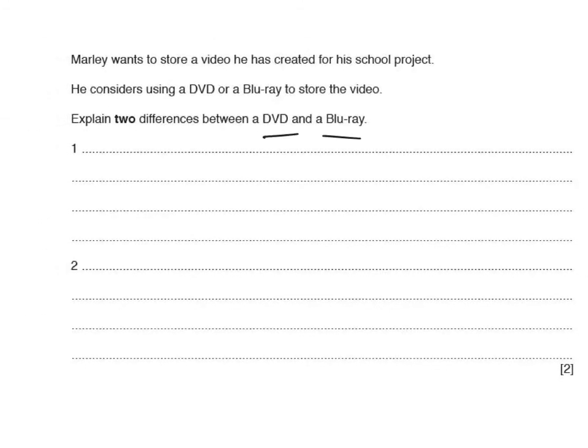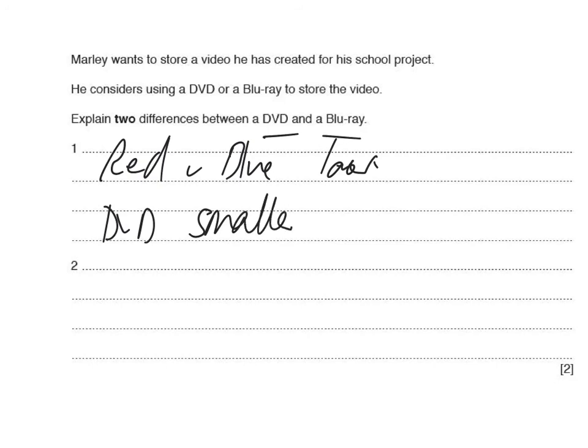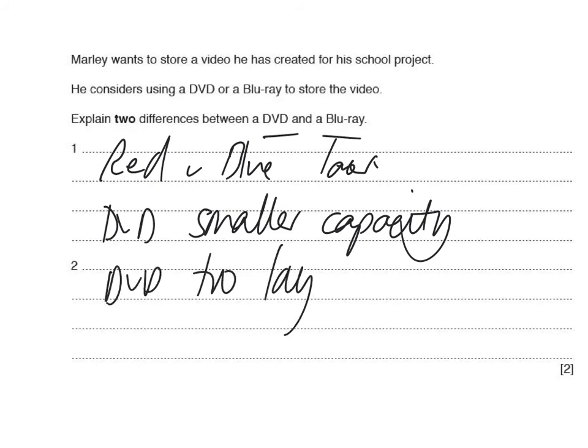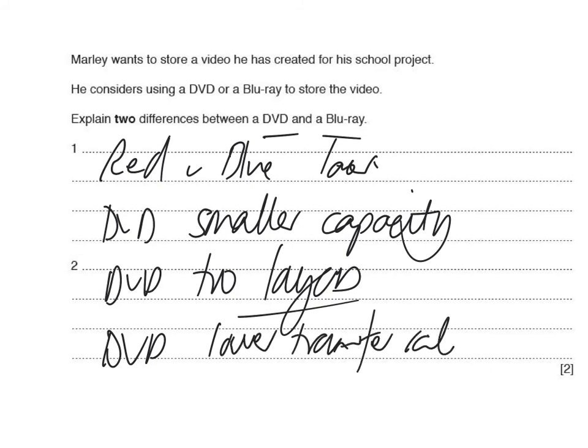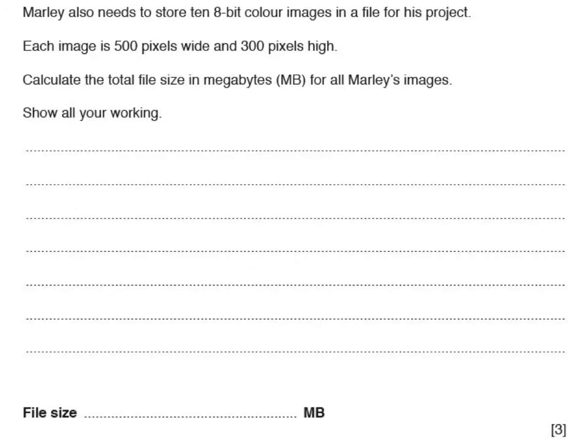2 differences between DVD and a Blu-ray. So obviously red v blue, I think we covered this one already. Red v blue laser. DVD, a smaller capacity. Let's see, DVD with the 2 layers. And DVD is a lower transfer rate. For 2 marks, there's 4 potential answers for you.